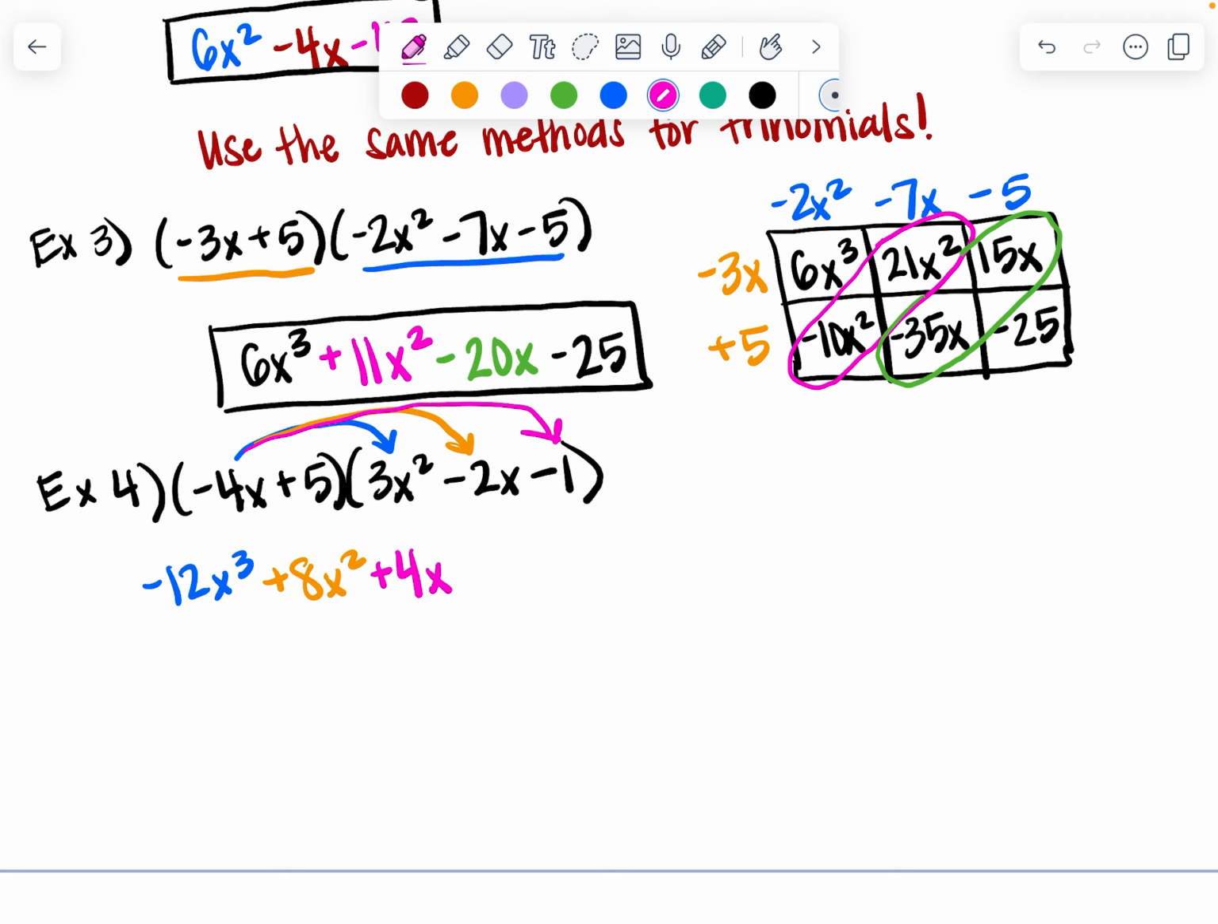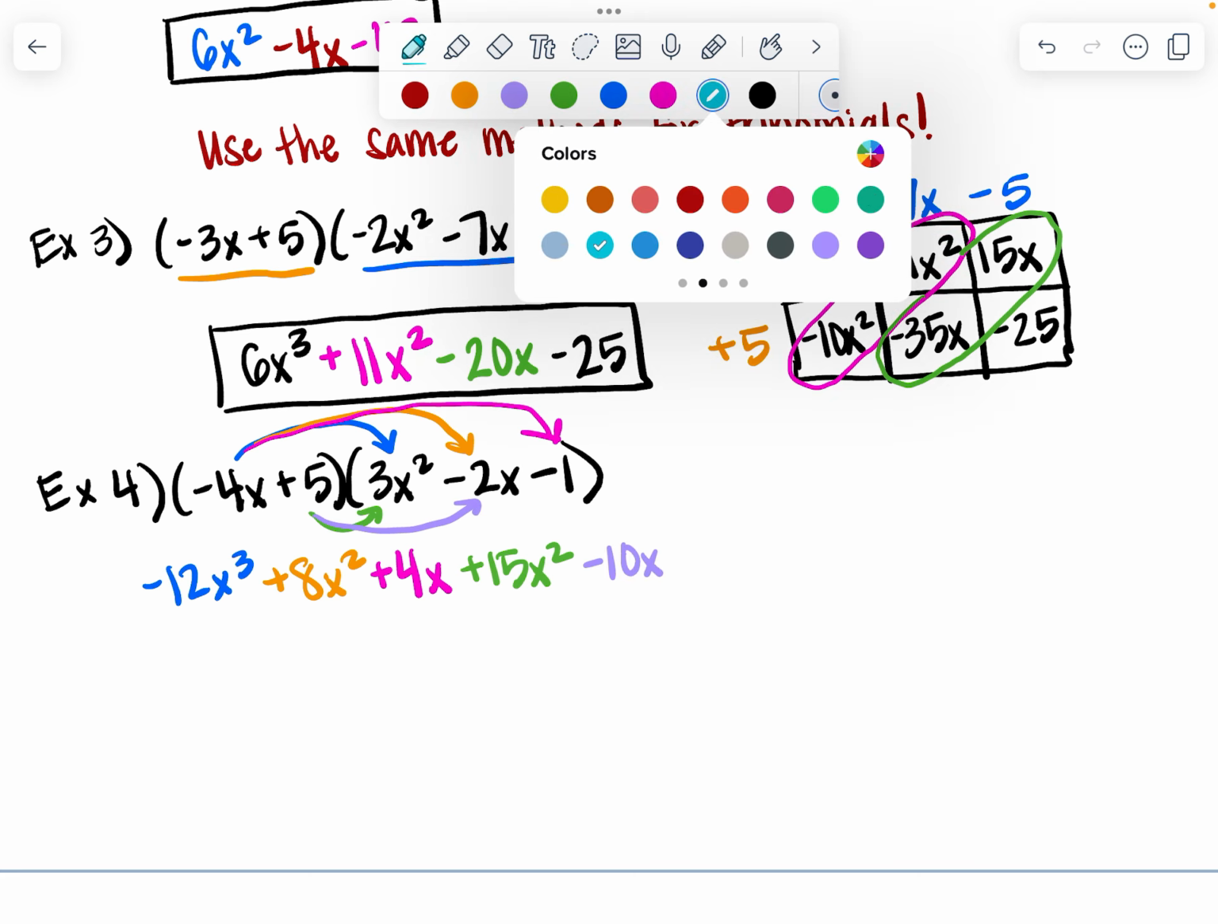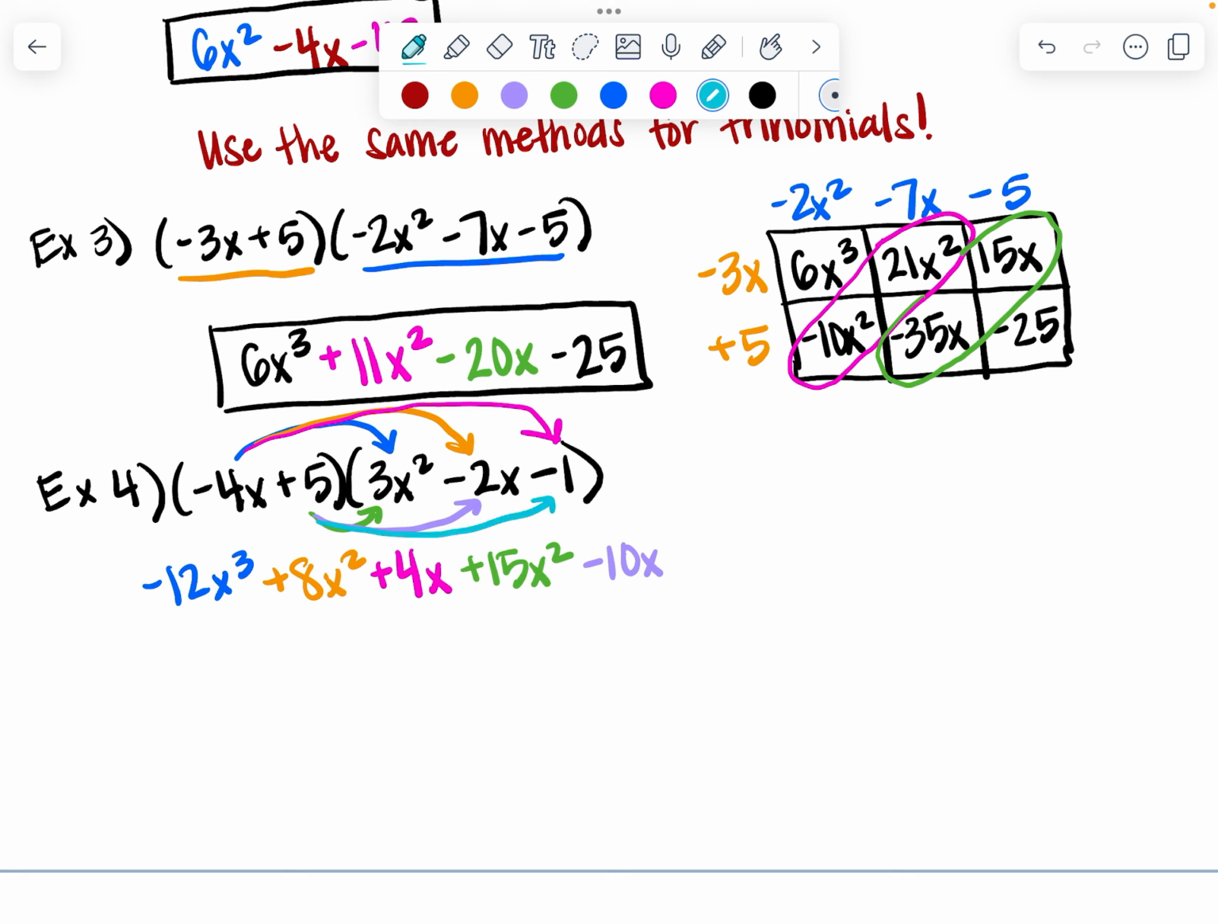Now let's distribute the 5 to each term in the second polynomial. 5 times 3x squared is 15x squared. 5 times negative 2x is negative 10x. And 5 times negative 1 is negative 5.